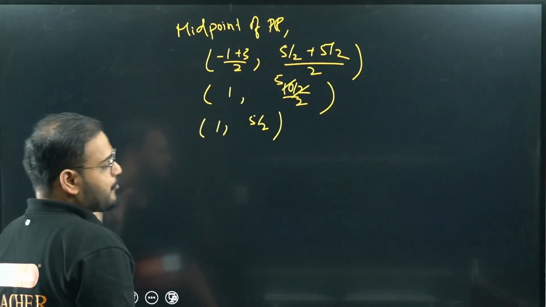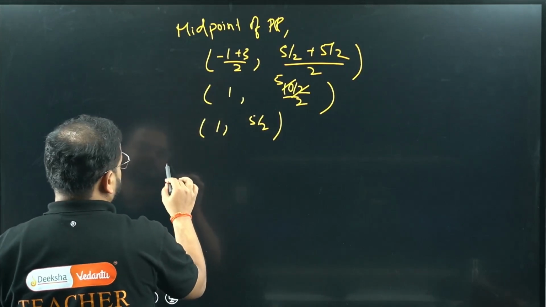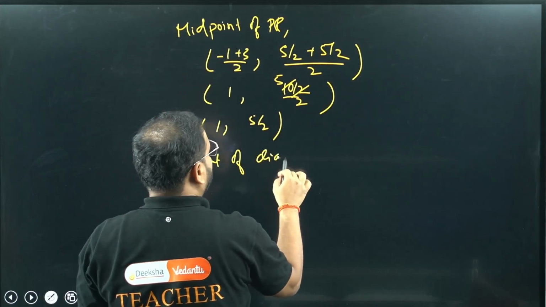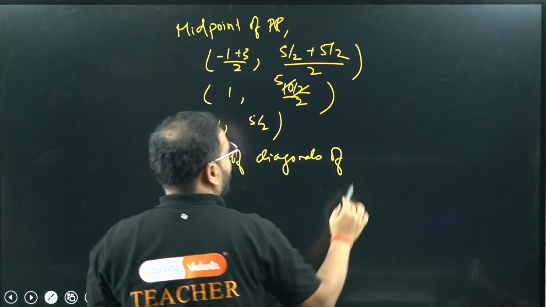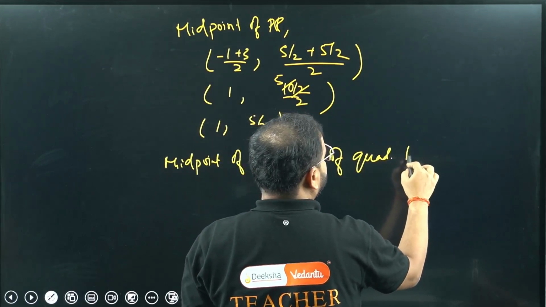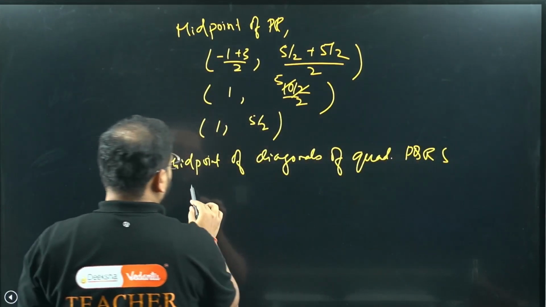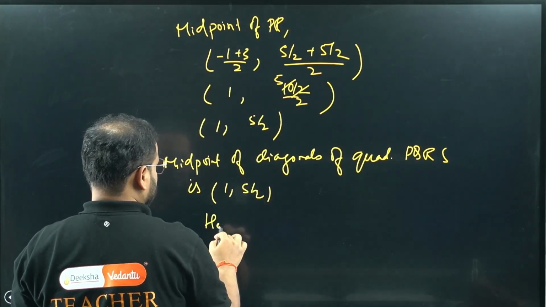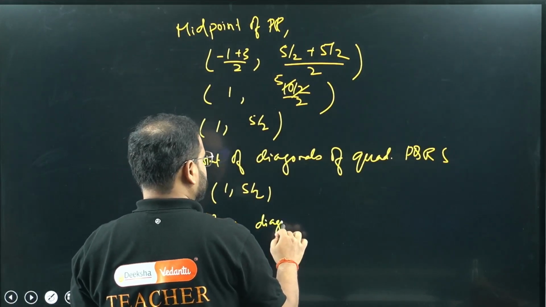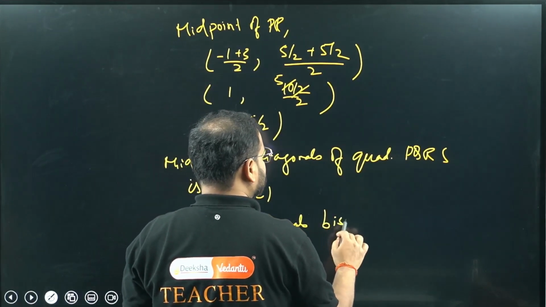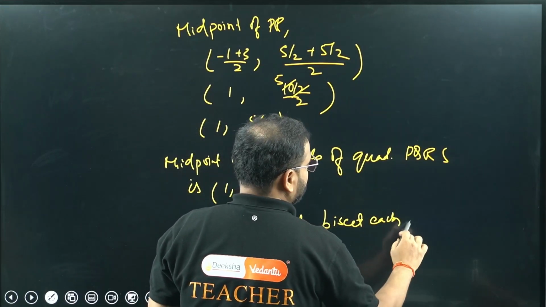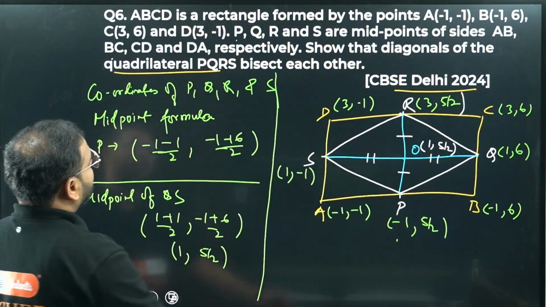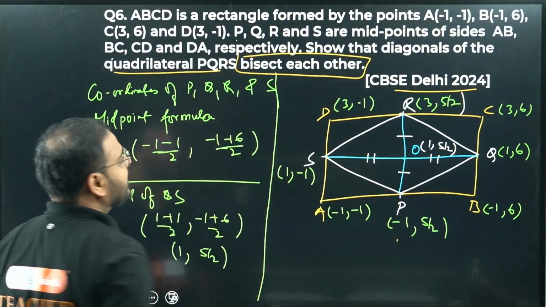So what we can say, the midpoint of both the diagonals is the same. It means what? Midpoint of diagonals of quadrilateral PQRS is 1 comma 5 by 2. Hence diagonals bisect each other. Bisect each other. We have to prove it, and we proved it.